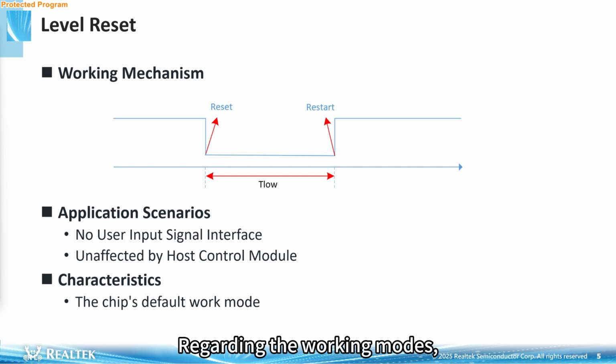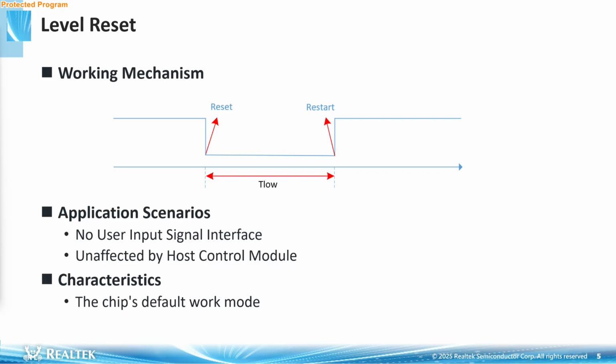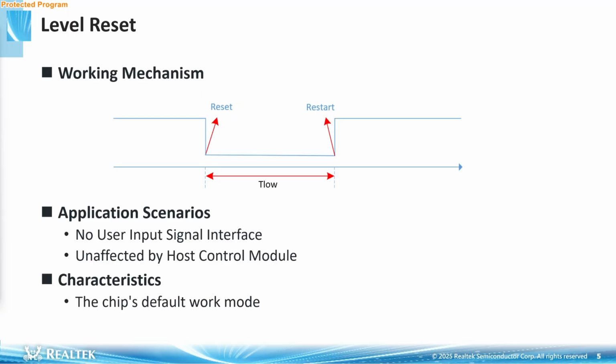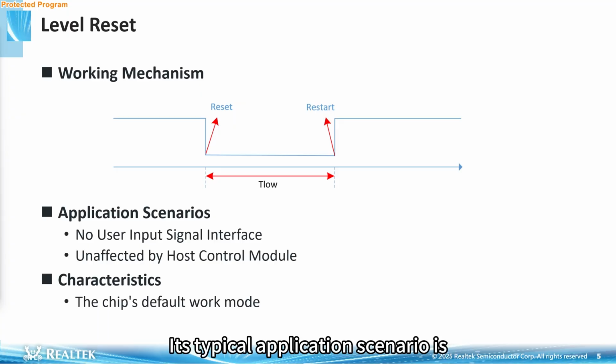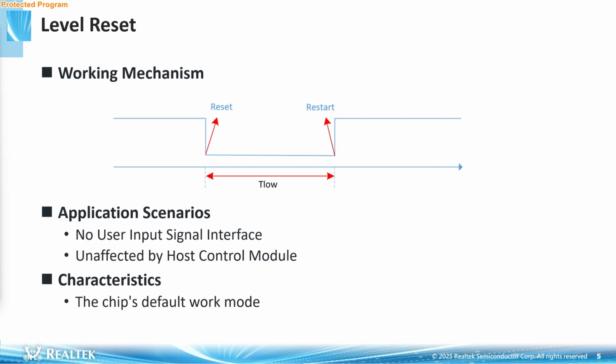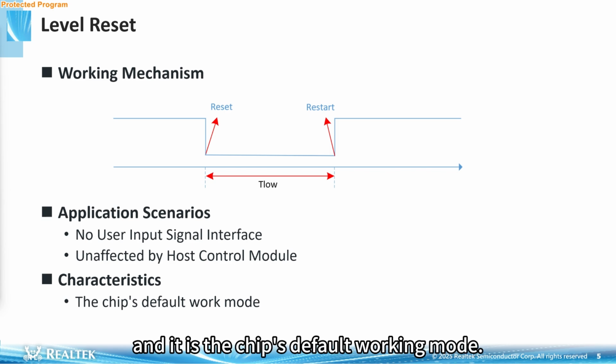Regarding the working modes, let's start with level reset. Level reset is the circuit's default working mode. When the signal is low, the chip remains in a reset state. It's not until the signal goes high that the chip will start up. Its typical application scenario is when there is no user button input. It's also used when no other host controller manages the Ameba's startup. Its main characteristic is its simple logic, and it is the chip's default working mode.